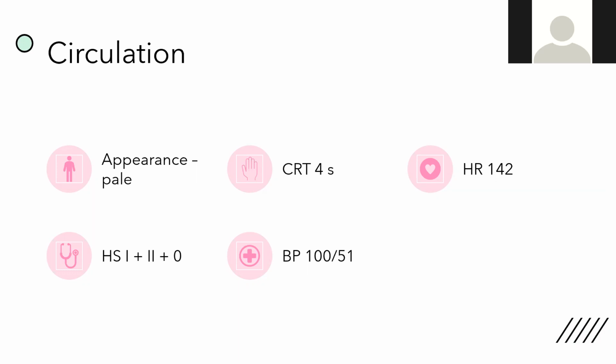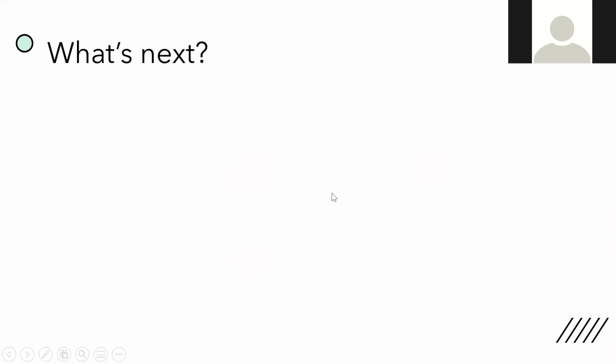Yes, so you're worried that the patient is in shock because their blood pressure is low. The systolic is within the normal range, but the diastolic should not be less than 60. So it's 51. You're worried about them being in shock, and also the capillary refill time is low. So how would you treat this?